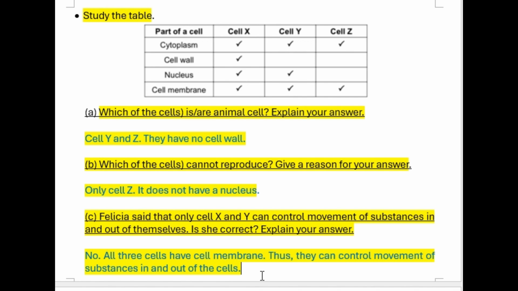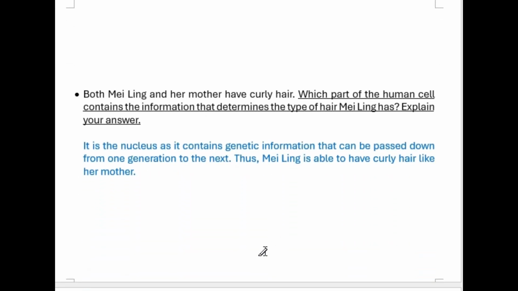Both Mei Ling and her mother have curly hair. Which part of the human cell contains the information that determines the type of hair Mei Ling has? Explain your answer. It is the nucleus, as it contains genetic information that can be passed down from one generation to the next. Thus, Mei Ling is able to have curly hair like her mother.